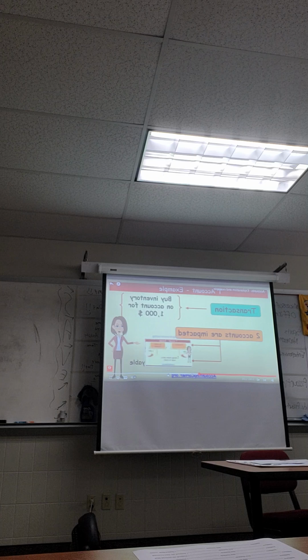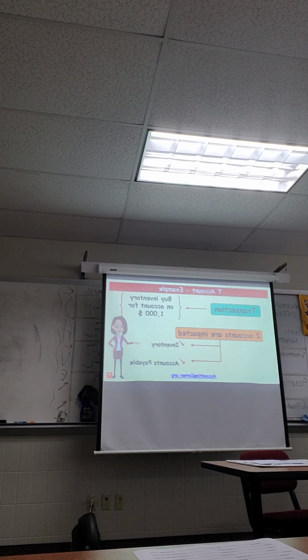So this would be what? Purchased asset on account. Your asset here would be inventory, right? So instead of just simply writing inventory 1,000, we're now going to say whether it was a debit or a credit.